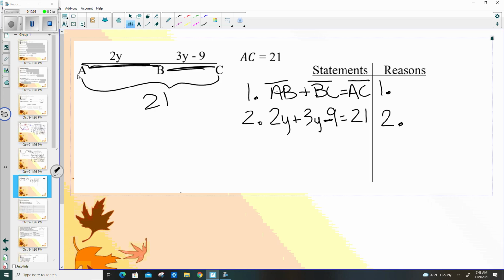What did we add together? Segments. Remember when we had the angles, what the reason was? Angle addition postulate. So this, instead of angle addition postulate, is? What are we adding? Segments. Segment addition postulate.